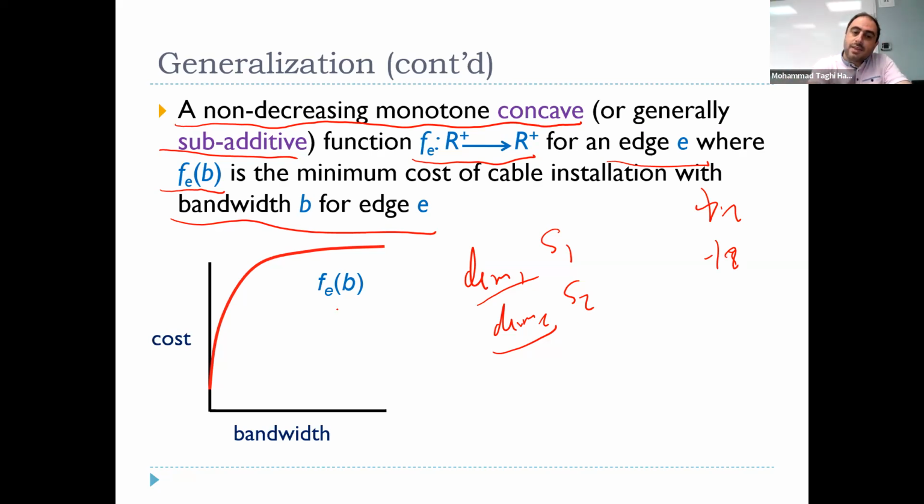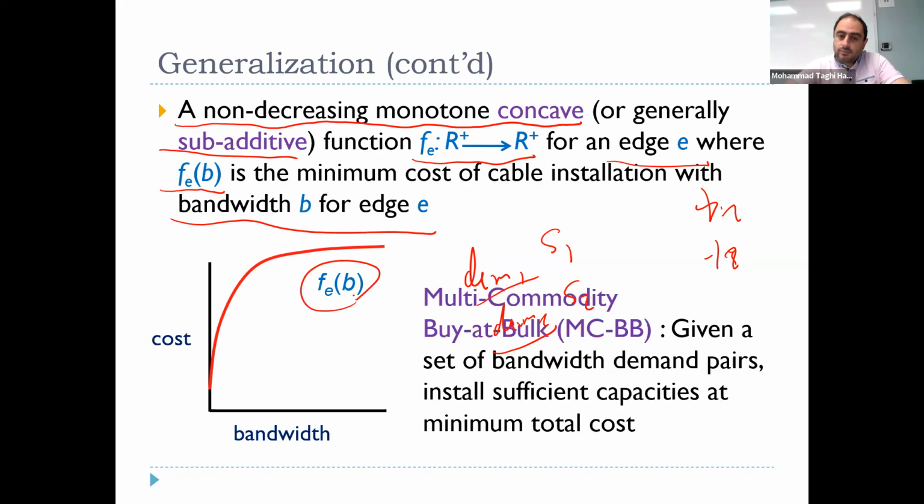But here we have this f_e of B for these edges, and you want to connect these guys. So what is this multi-commodity buy-at-bulk? Given a set of bandwidth demand pairs, install sufficient capacity at minimum total cost.